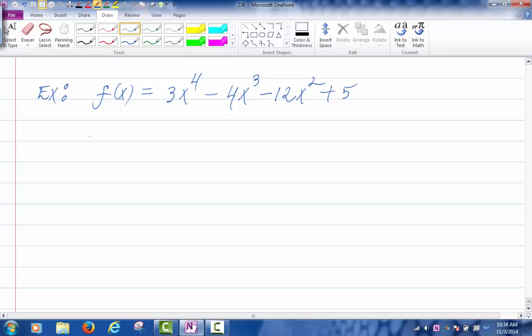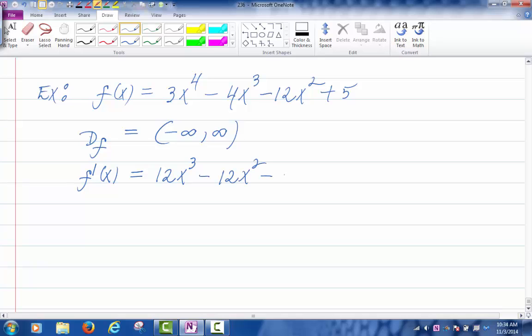So what do we do? Well, first of all, let's write down the domain. And again, it's a polynomial function, so I don't even feel like asking that question. So this is the domain. And what's the first derivative? The first derivative is what? 12x cubed minus 12x squared minus, what is that? 24x. Okay, and let's also find out the second derivative at the same time. The second derivative would be what? 36x squared minus 24x minus 24.